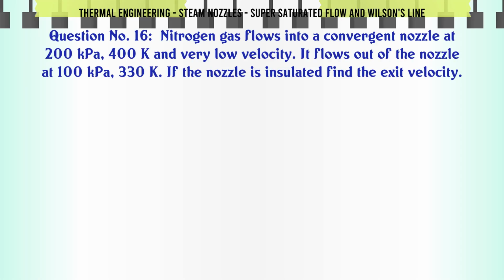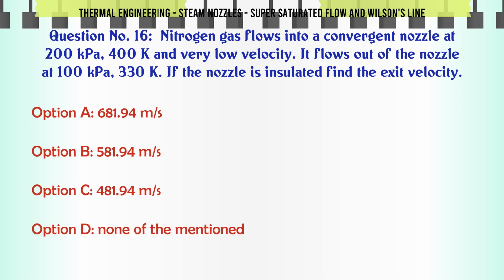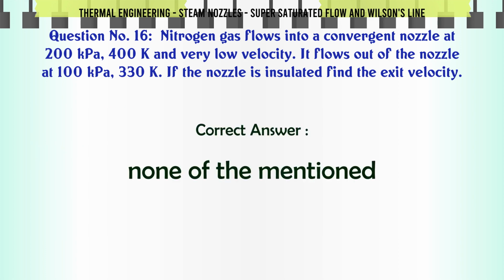Nitrogen gas flows into a convergent nozzle at 200 kPa, 400 K and very low velocity. It flows out of the nozzle at 100 kPa, 330 K. If the nozzle is insulated, find the exit velocity. A: 681.94 m/s, B: 581.94 m/s, C: 481.94 m/s, D: None of the mentioned. The correct answer is none of the mentioned.